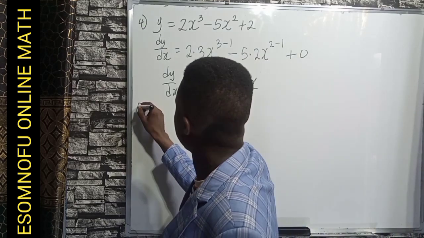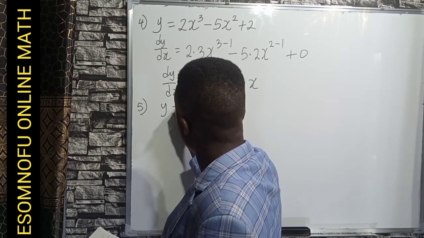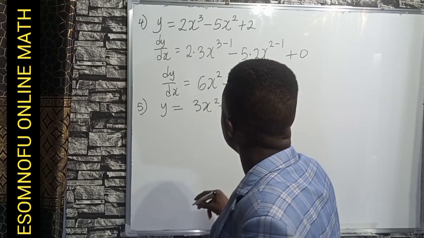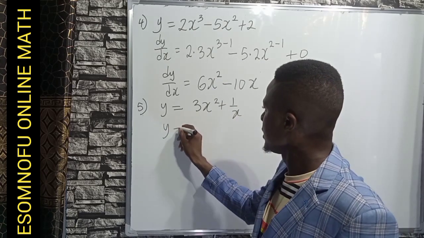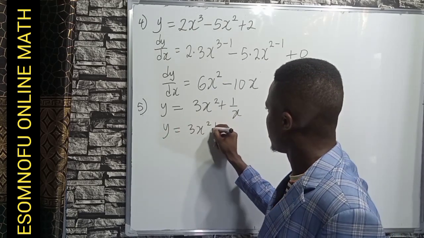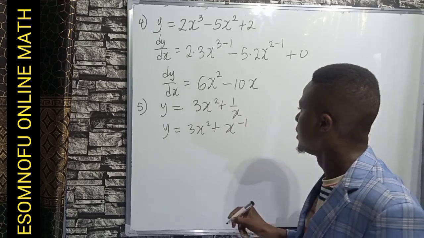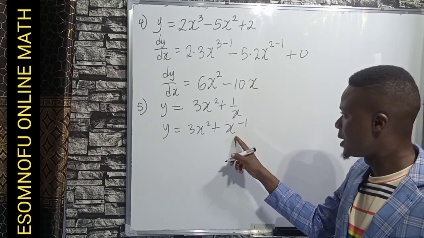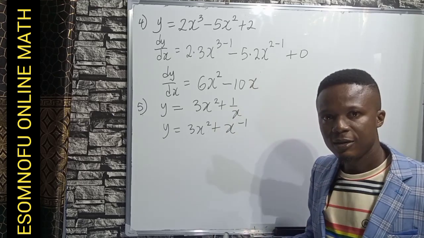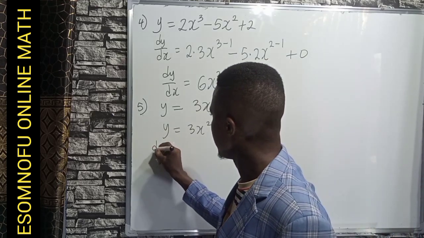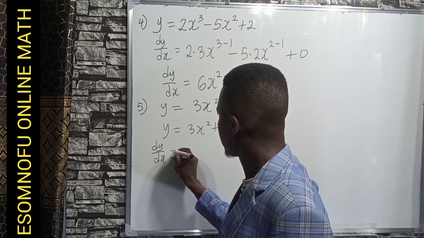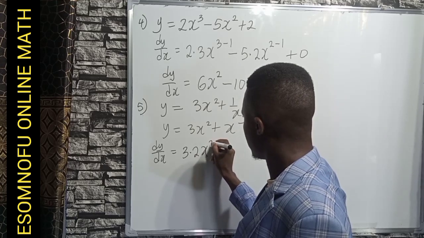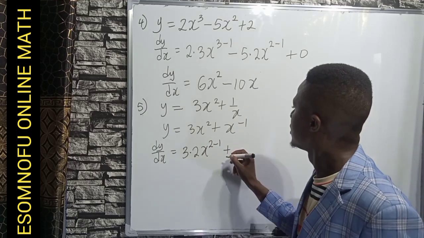Then number 5, we have that y is equal to 3x squared plus 1 over x. This is the same thing as saying that y is equal to 3x squared plus x to the power of minus 1 according to the laws of indices, because 1 over x is the same thing as x to the power of minus 1. Then now take the derivative by saying dy over dx. Dy over dx is equal to 3 is here. The 2 will come to the back. X 2 minus 1 plus.